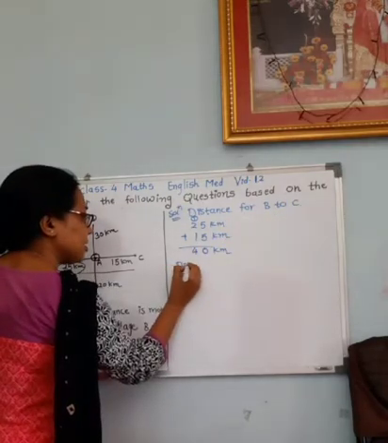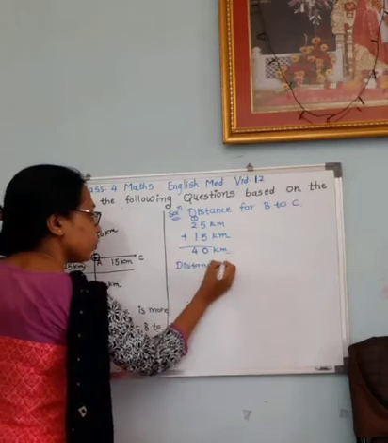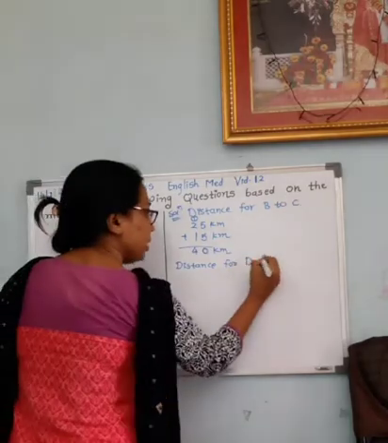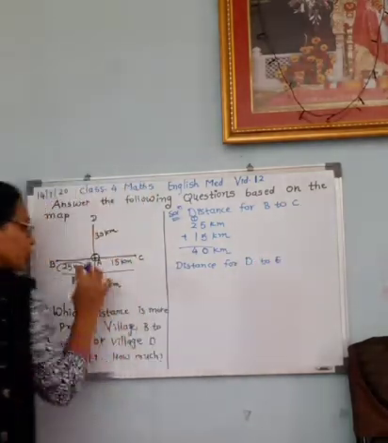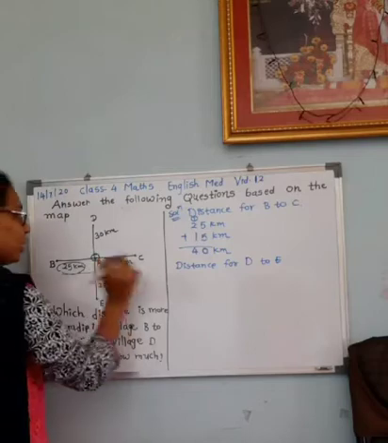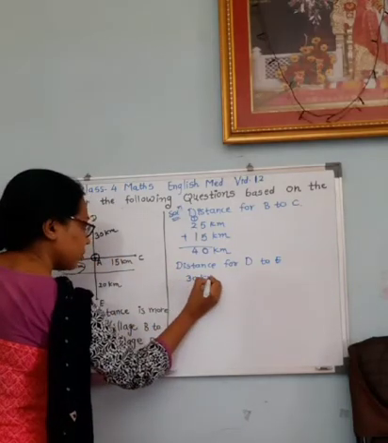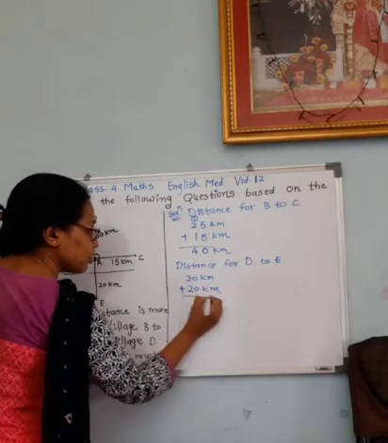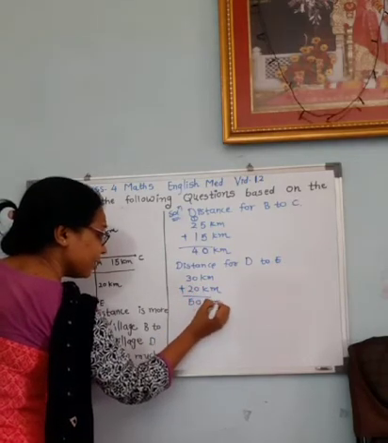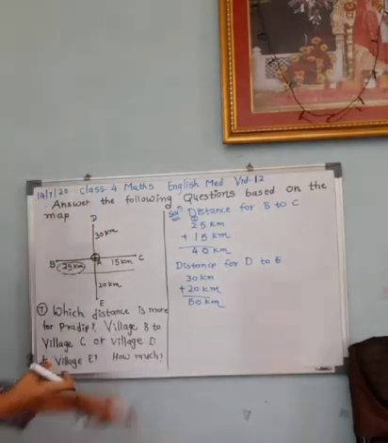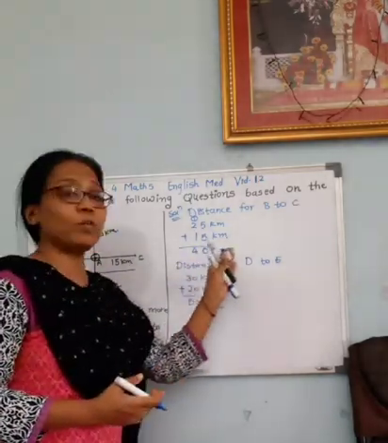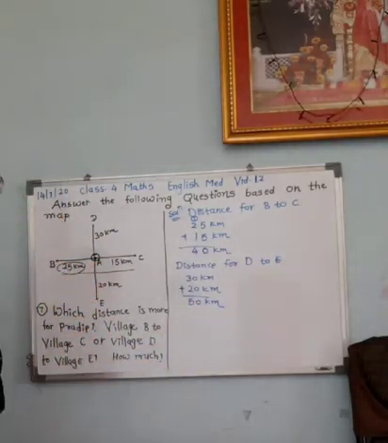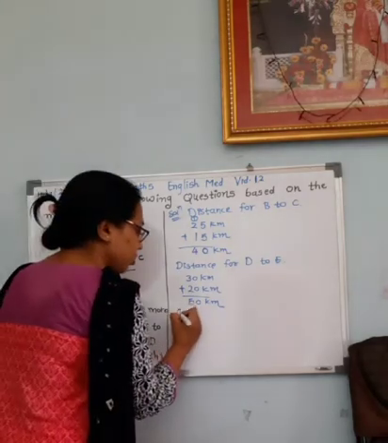Now second is the distance for D to E. D to A 30 kilometer plus A to E 20 kilometer. So you can see here which distance is more. You can see here the distance for D to E is more. How much? Here a comparison is given. You can see, right? You can write it here.